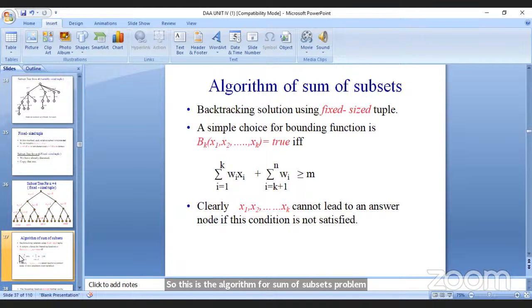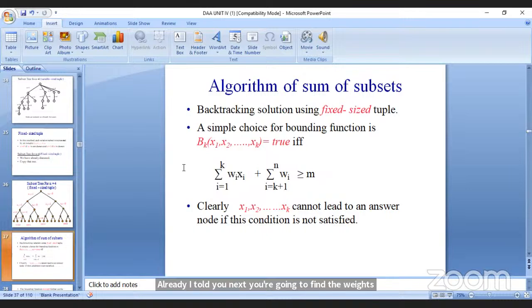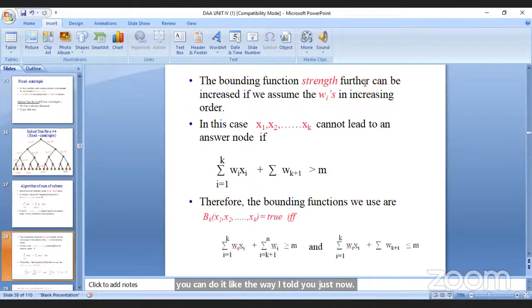Already I told you. Next, you're going to find the weights, and this is the formula for finding the weights. You need not require any formula. You can do it like the way I told you just now, right? So this bounding function strength further can be increased if you assume the weights W_i in increasing order. So what you're going to do, I'm going to put the weight inside it, increase the weight and decrease the size of the bag. Like that, you're going to increase and decrease.